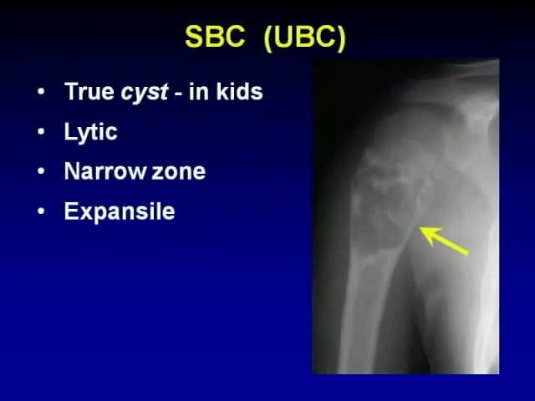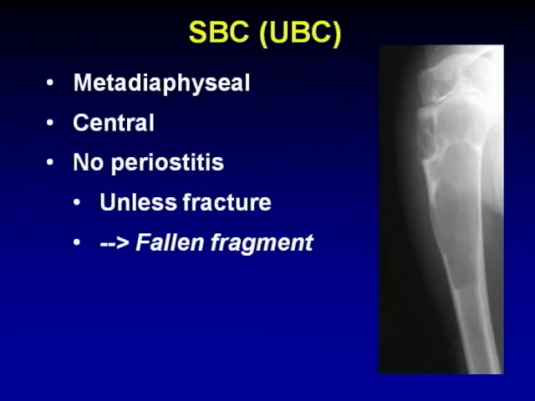Next, we're almost home, almost to the end. We're talking about some benign miscellaneous lesions, namely solitary bone cyst, also referred to as a unicameral bone cyst. This is a true cyst in kids, presenting as a lytic lesion with a narrow zone of transition that is often somewhat expansile, typically affecting the metadiaphysis. It's centered centrally within the marrow space and does not have any periostitis. That is, unless there's a fracture, in which case we need to look for the pathognomonic fallen fragment sign.